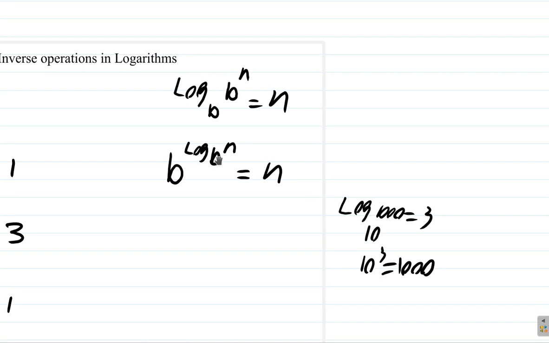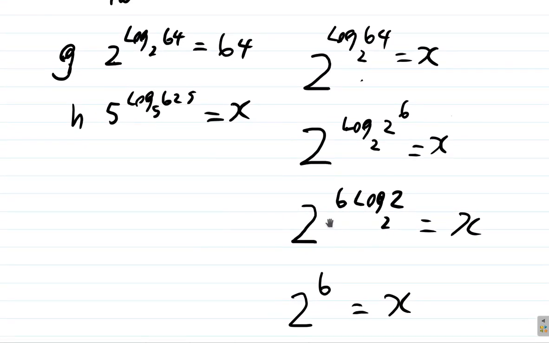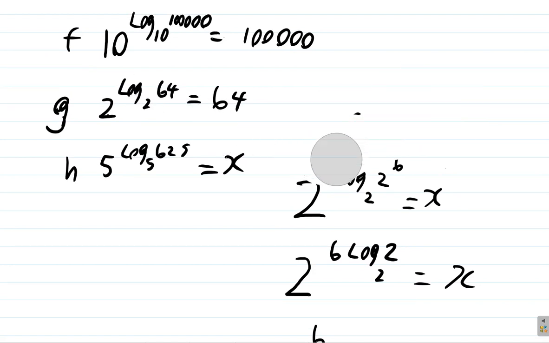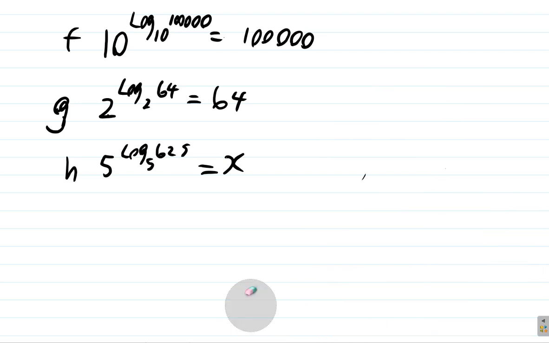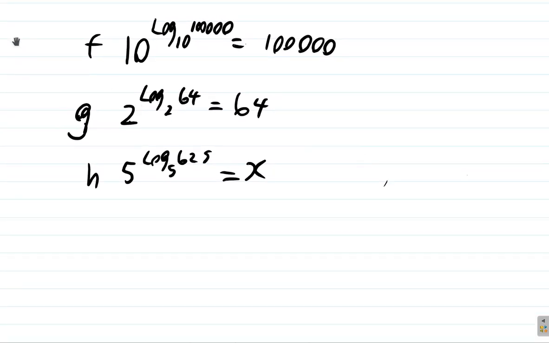b to the power of log base b of n is n. Alright, it worked in that case. Let's try this last one and see what would happen. I'm going to try h. Now here we have 5 to the power of the logarithm of 625, where the base is 5, and that is equal to x.